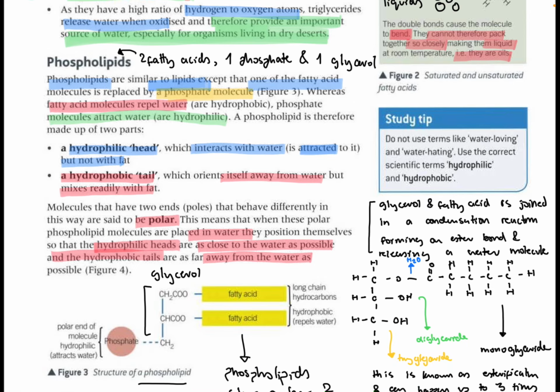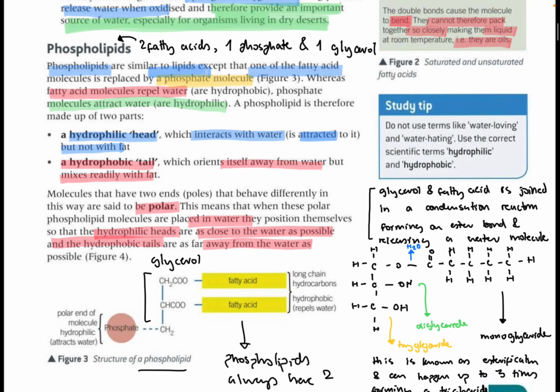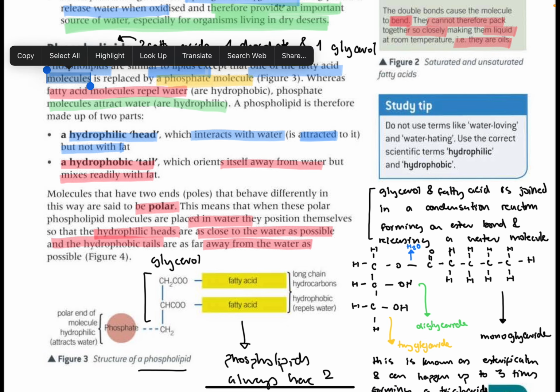Next up, we have phospholipids. Phospholipids have one fatty acid replaced with a phosphate molecule, so you're going to have 2 fatty acids, 1 phosphate, and then last but not least, your glycerol. The fatty acid molecules repel water, and the phosphate group is attracted to water, thus making it hydrophilic. You have to state what hydrophilic means in the exam to get the mark. And the fatty acids are actually hydrophobic.